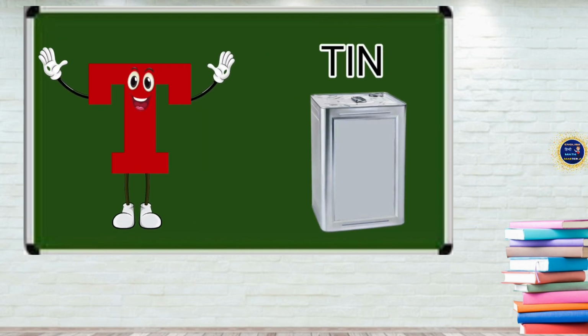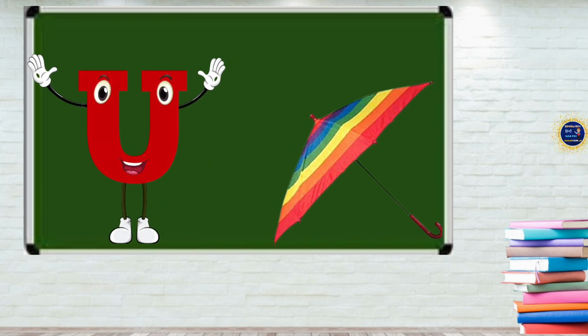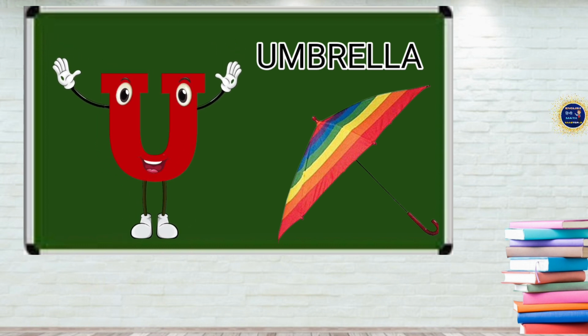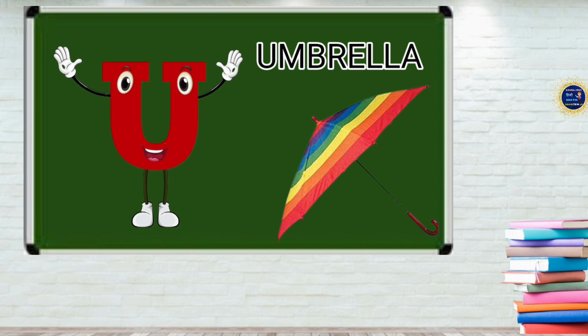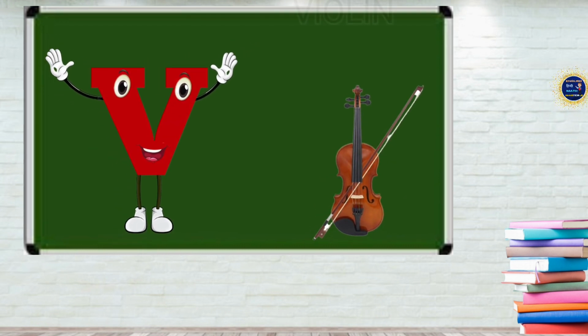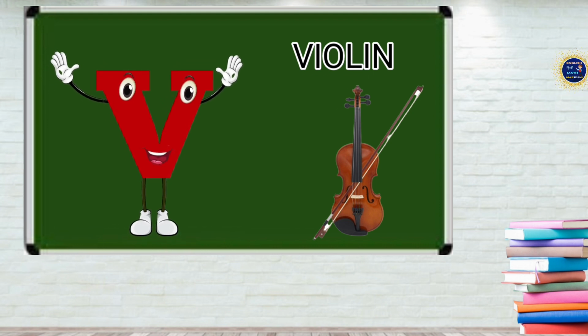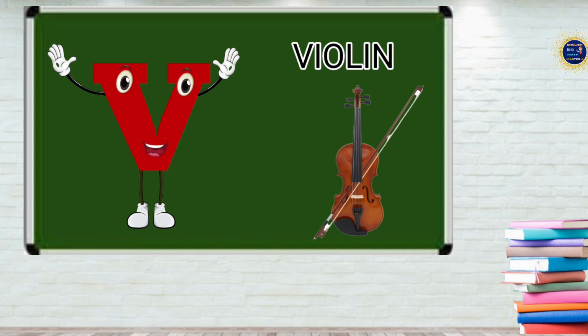T, I, N, tin. U, U for umbrella. U, M, B, R, E, double L, A, umbrella. V, V for violin. V, I, O, L, I, N, violin.